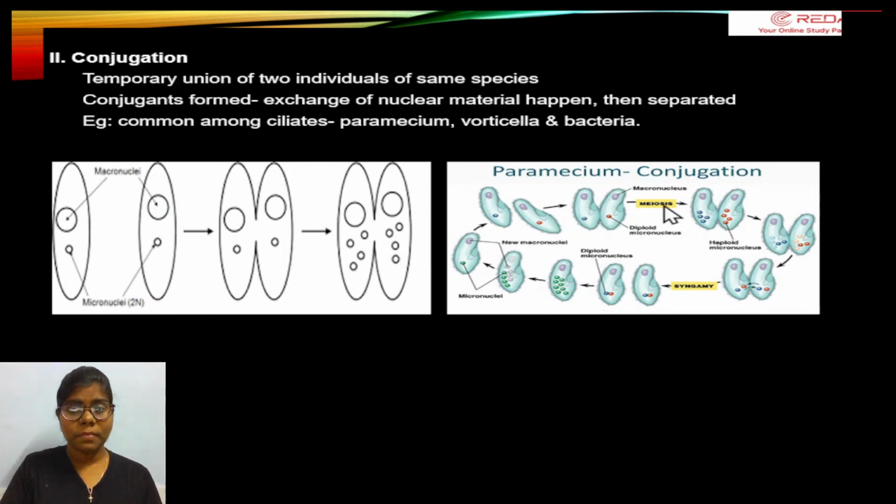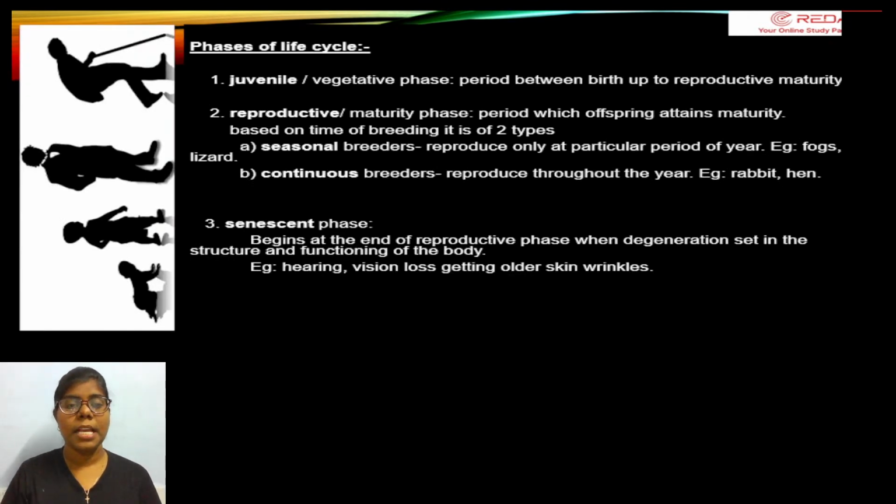So by this way, they form a conjugation tube. Through the conjugation tube, the genetic material is being transferred from one paramecium to another paramecium. So by this way, the genetic material is being exchanged. So this is called a paramecium, and this type of reproduction is called conjugation type of reproduction. So far we have studied about the asexual kind of reproduction.